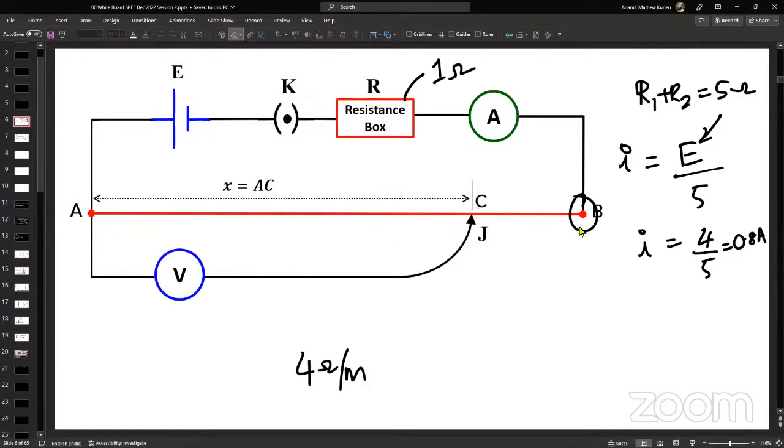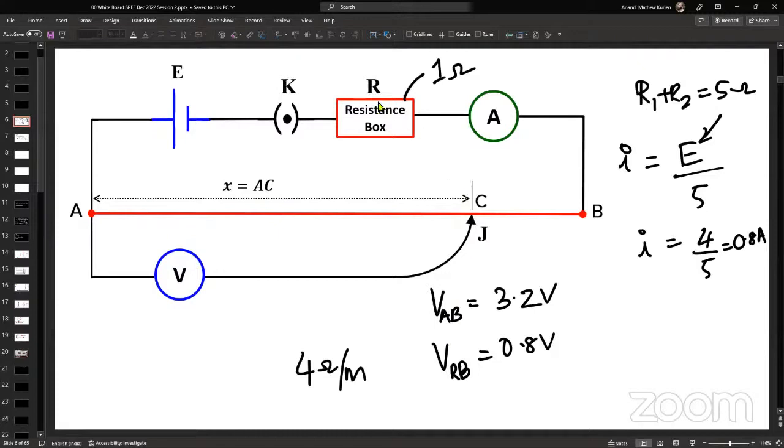The drop across AB, that is the voltage across AB, will be 3.2 volt. And this you cannot measure with this voltmeter, because you generally have a 0 to 3 volt range. And the potential drop across the resistance box, therefore, will be the rest of it, that is 0.8 volt.